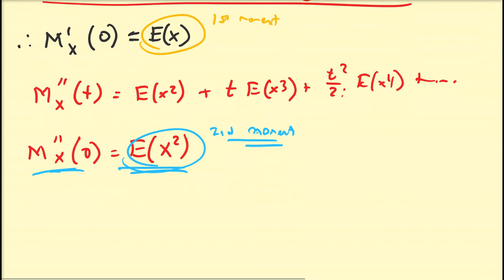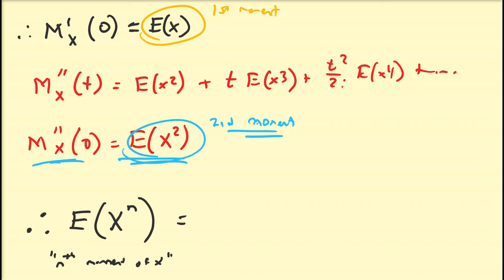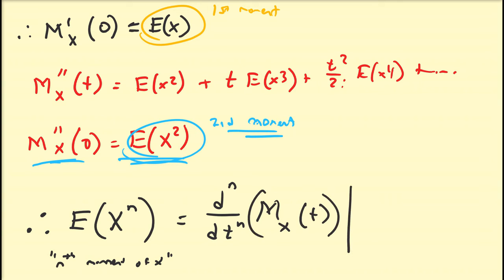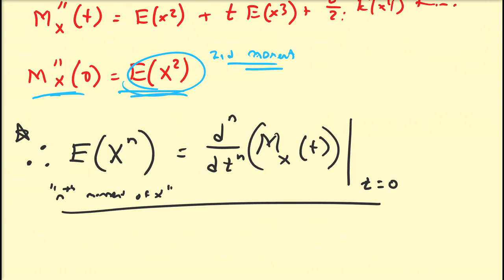So with all of these properties considered, we have a very, very important observation to make. The expectation of x to the n, or the nth moment of x, is just equal to the nth derivative with respect to t of the moment generating function of x evaluated at t equal to 0. And this is a very important result.